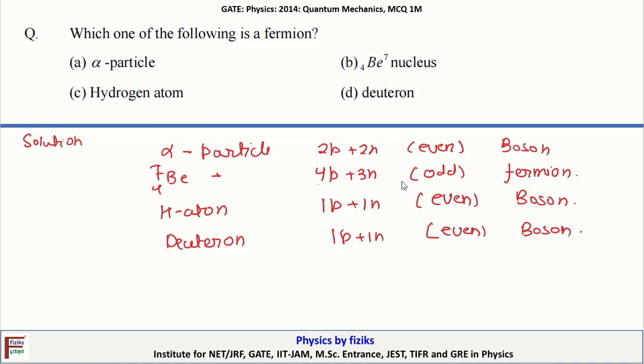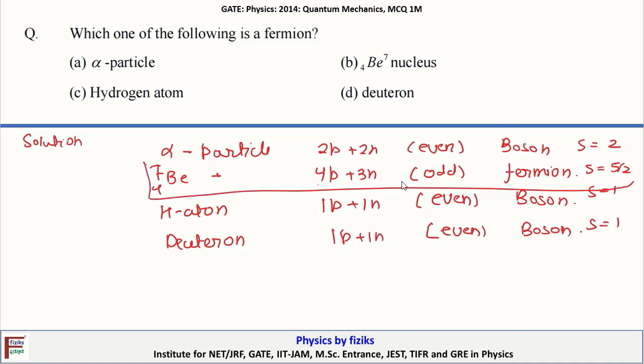Here you would have 1 plus 1, which is 2, so that would be a boson. Here half plus half is 1, for a boson. So you can write it down: the spin would be 2 for alpha, 2 plus 3 by 2, that is 5 by 2, for beryllium, and spin would be 1, spin would be 1 for the others. Half integer spin is only for this, and that means our beryllium is the fermion.